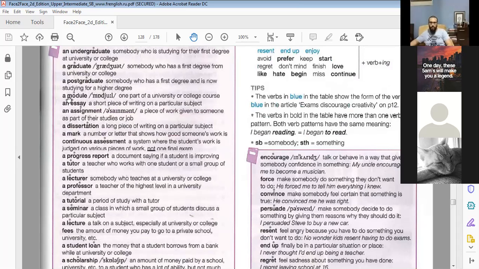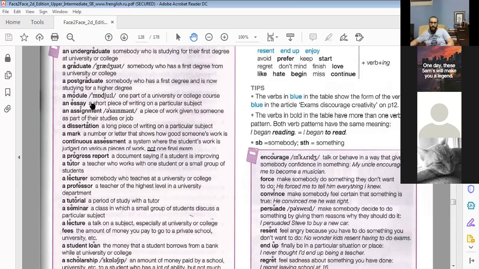Let's start with module. According to the definition here, it's one part of a university or a college course. In a way, it's like a semester if you think of it. It's part of your full course, your annual course, or your whole thing. I'm not sure if it's an annual course.